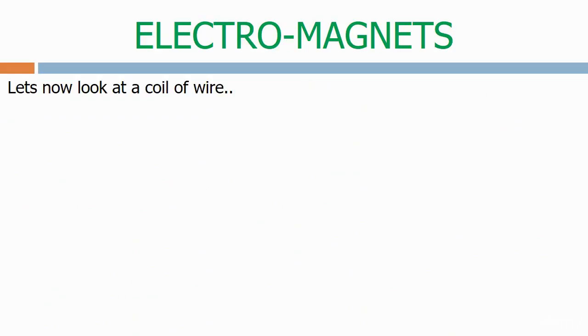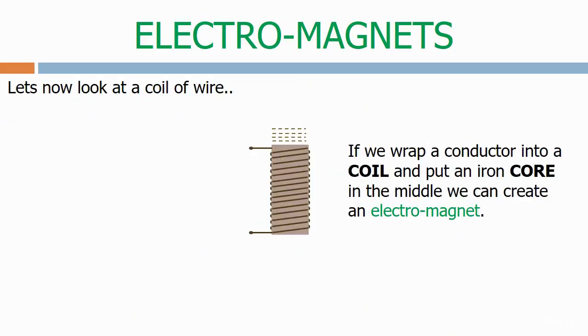Let's now look at a coil of wire. If we wrap a conductor into a coil and put an iron coil in the middle, we can create an electromagnet.